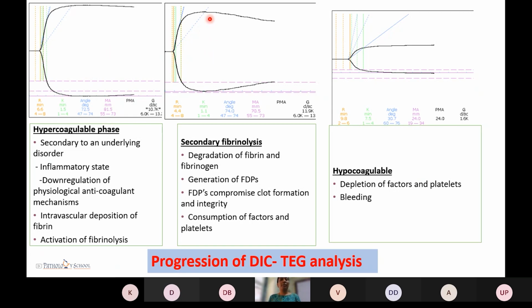Then comes the secondary fibrinolysis. Here you can see that the consumption of the factors which occurs in DIC has started. Because of that, this maximum amplitude has started reducing. It is also because of the generation of fibrin degradation products which are released in the patient. Then this graph is hypocoagulable, it shows hypocoagulability because of the depletion of the coagulation factors and the ongoing bleeding in the patient.